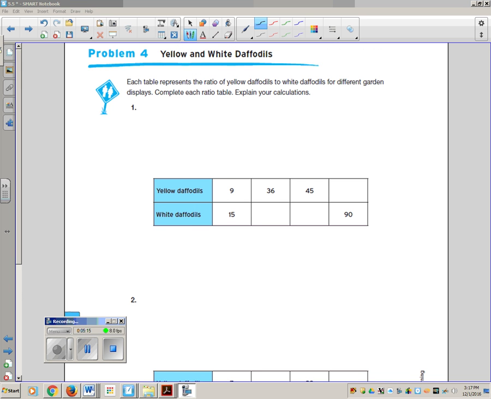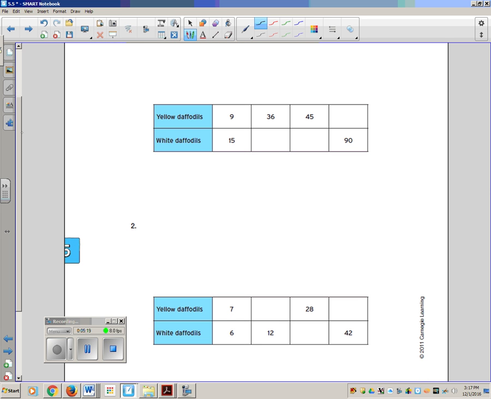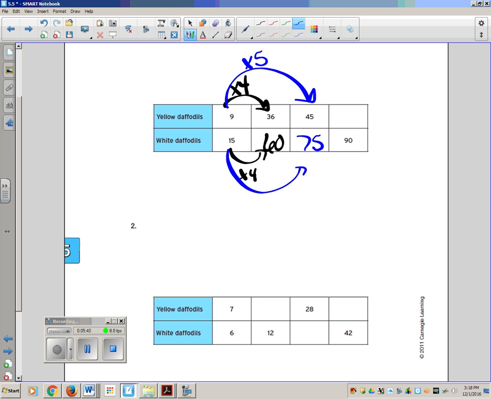Okay, I'm going to do a few more problems with you. Now it's just straight tables, and you just have to find the pattern. So we have 9 yellow and 15 white. 9 times 4 is 36. 15 times 4 is 60. Use a different color. 9 went to 45. I multiplied by 5. 15 times 5 is 75.